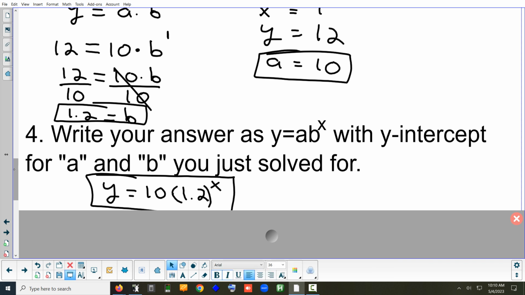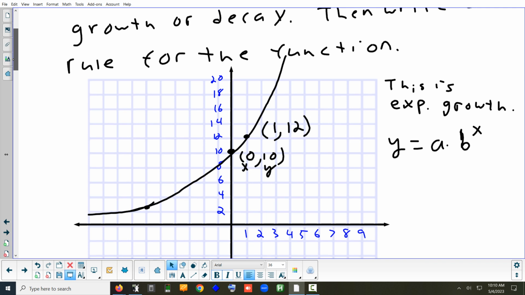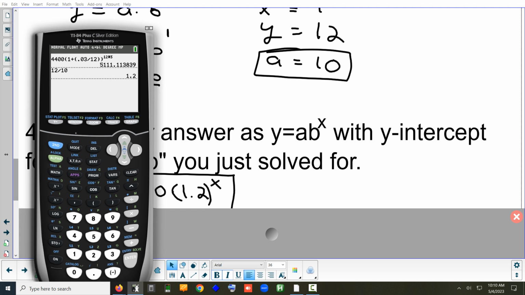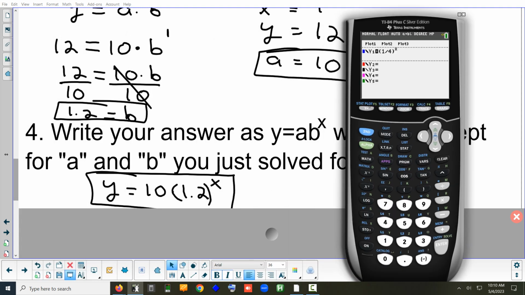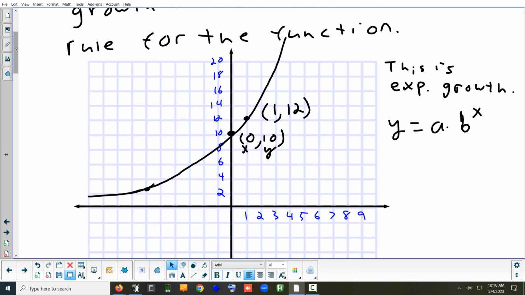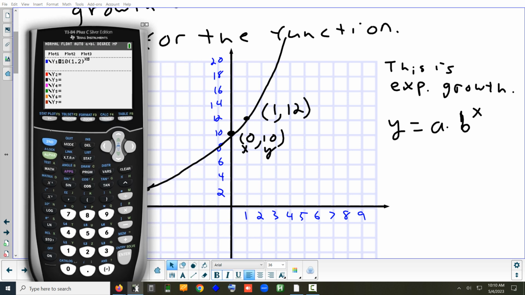Okay, let me type that in on the calculator and see if it actually looks like that picture. Let's see. All right, so we got y equals 10 times 1.2 raised to the x. Okay, and I'm going to set my screen to look like this. So I'm going to go up to 20 and over. Okay, let's do it like that. So let's go up to 20, and I think that all looks good.